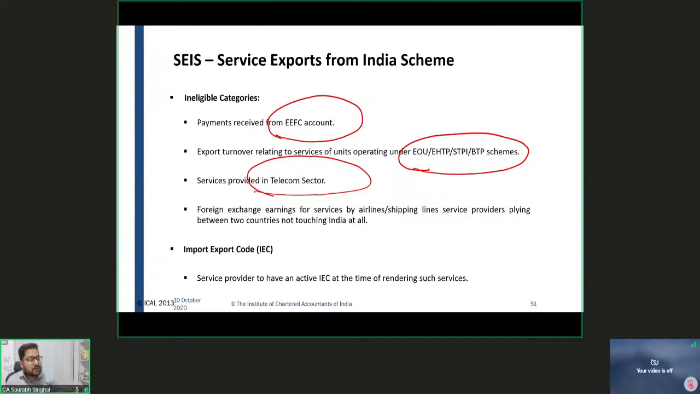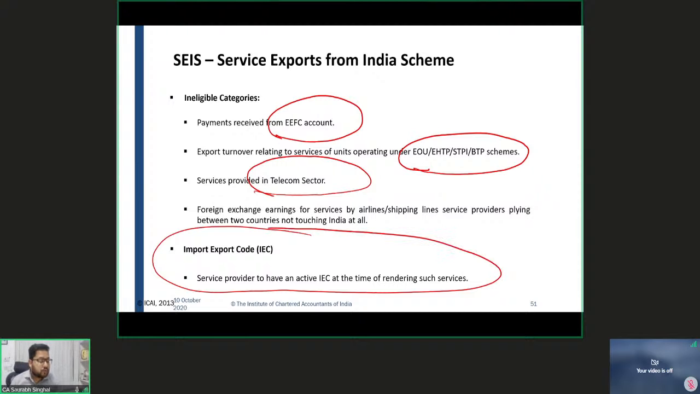Now, one of the most important conditions for you to apply for SEIS is that you should have an import-export code at the time of rendering of service, not at the time of applying, but at the time of rendering of service. This is one condition that you should remember. You should have an IEC at the time when you have rendered services.